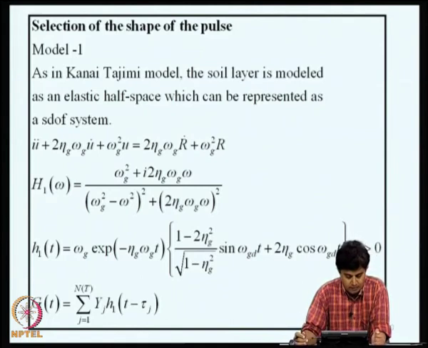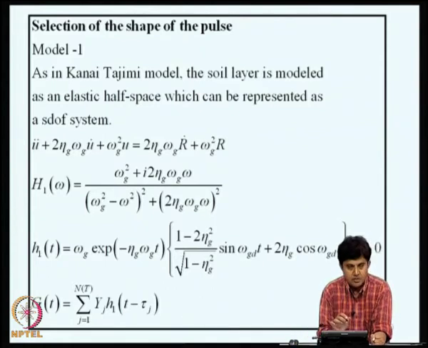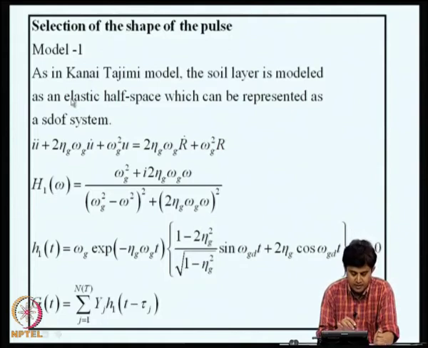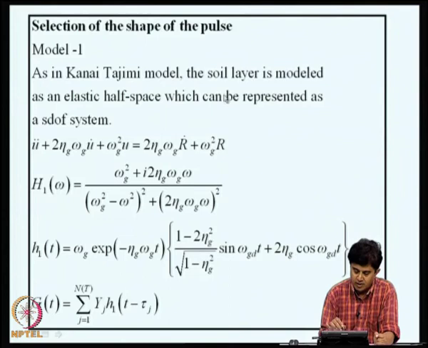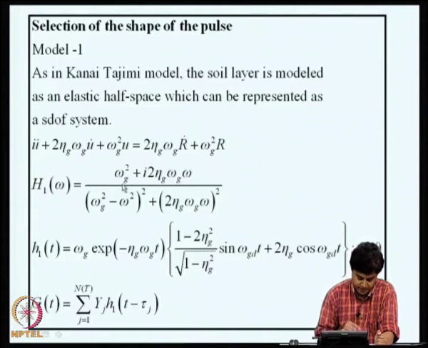Now, so far I have not yet discussed how to select the pulse shape W. There are various possible choices for this. One simple model would be, as in the Kanai-Tajimi model, to assume that the soil layer is modeled as an elastic half space which can be represented as a single degree of freedom system. So, we write the equation for the response of the soil layer. Here u of t is the absolute displacement, and we get this expression, and the transfer function for this system, h1 of omega, is given by this expression.